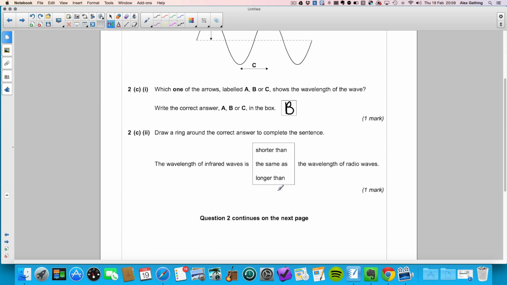2C part 2. Draw a ring around the correct answer to complete the sentence. The wavelength of infrared waves is shorter than, the same as, or longer than the wavelength of radio waves. Hopefully from your revision, from your studies, you'd be able to say that they are shorter than the wavelength of radio waves.